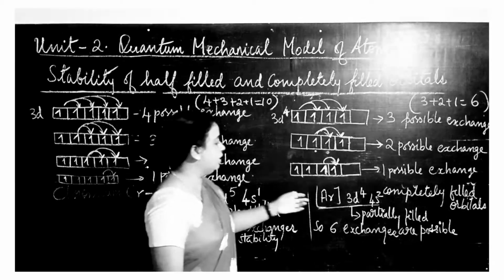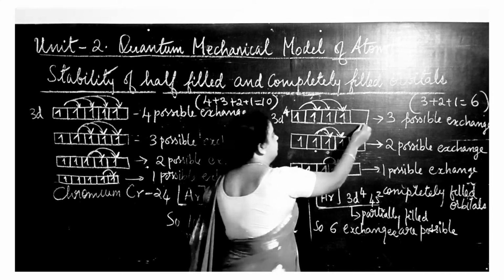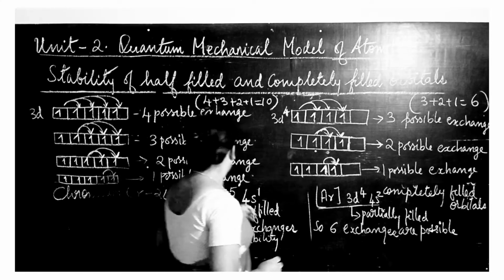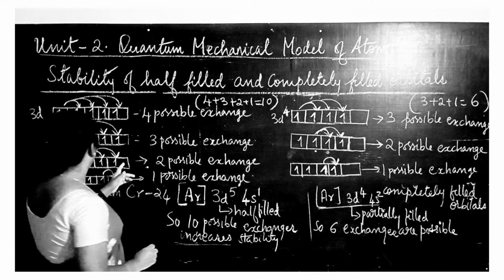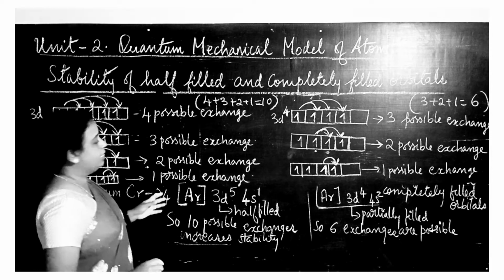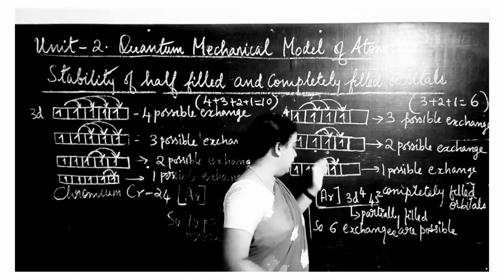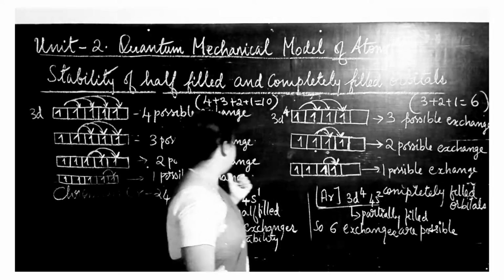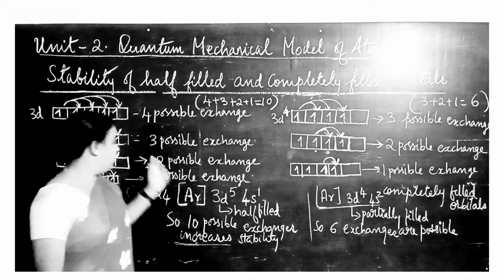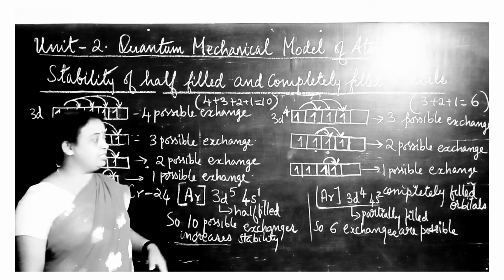So here in the 3d4 orbitals, it is partially filled, and you can see this orbital is empty here. That means it is partially filled, whereas here it is completely filled. Yes, here it is partially filled. So because it is partially filled, only 6 exchanges are possible. Whereas in this case, it is half filled with 5 electrons. So 10 possible exchanges are seen.